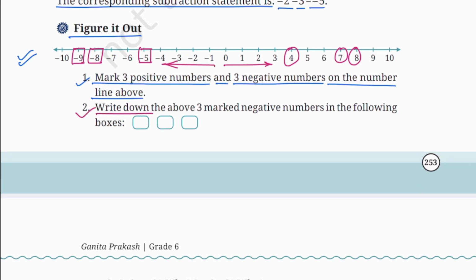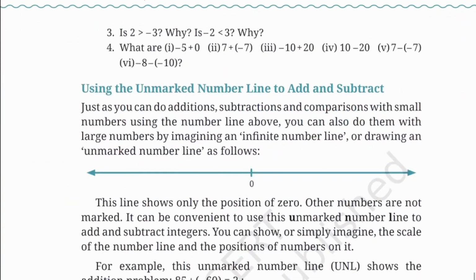2. Write down the above 3 marked negative numbers in the following boxes: minus 9, minus 8, minus 5. 3. 2 is greater than minus 3. Why? Is minus 3 less than 2? Why?